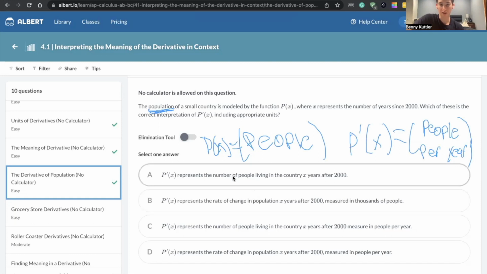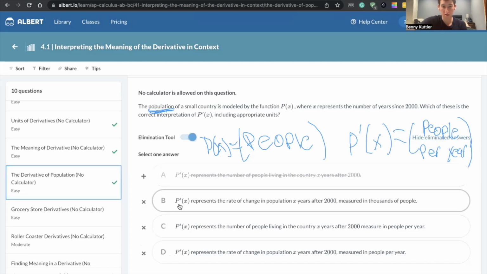So p prime of x represents the number of people living in the country x years after 2000. That's what p of x represents, so that's off. P prime of x represents the rate of change of the population x years after 2000, measured in thousands of people. That seems like it's right, except for the fact that the end says measured in thousands of people. But here we have that the derivative is measured in people per year, so we know that that can't be right.